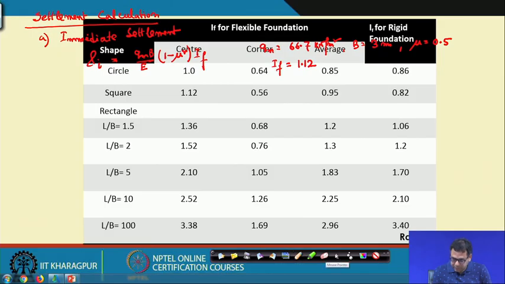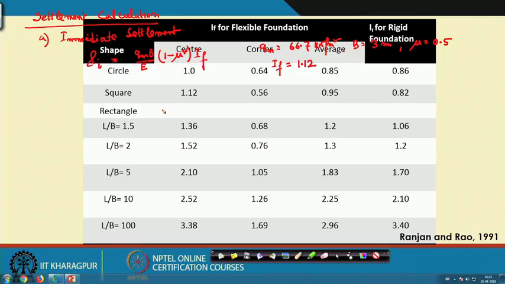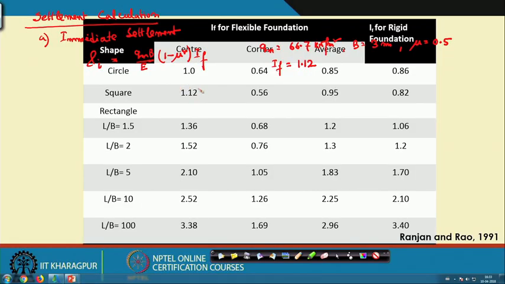The same table I am using; this is for the different shapes and for the rectangular footing also. This is the table for different locations: center, corner, average, and this is for the rigid foundation. As I mentioned, we are taking the If value of the center of the flexible foundation, then we apply the rigidity correction as 0.8. Here, it is an isolated footing, so it is a flexible foundation. So, you are taking the center for the square footing, which is 1.12.